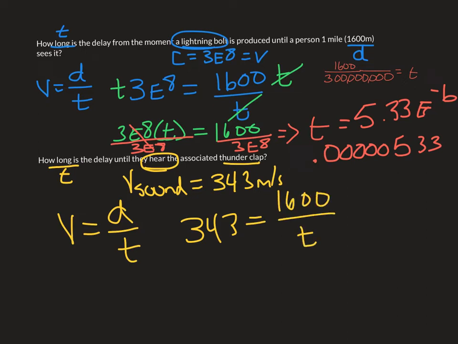The other way that we've solved this problem in class before is to think of this as essentially a proportion, 343 over 1. And so I'm going to cross multiply.